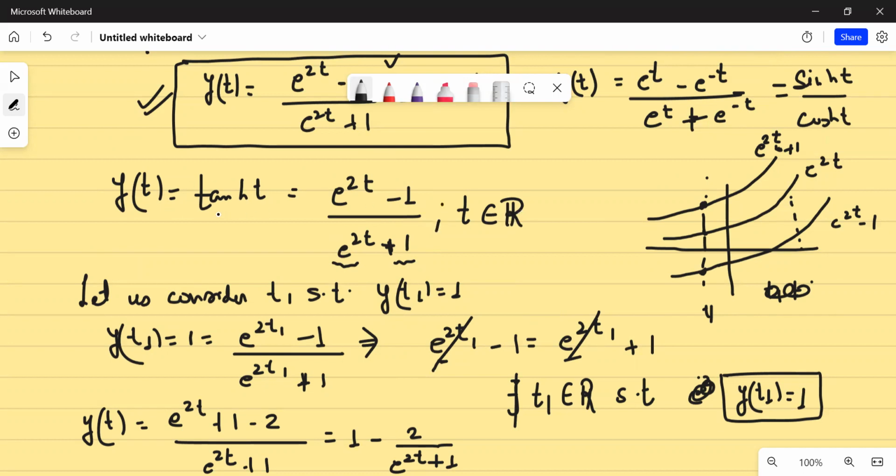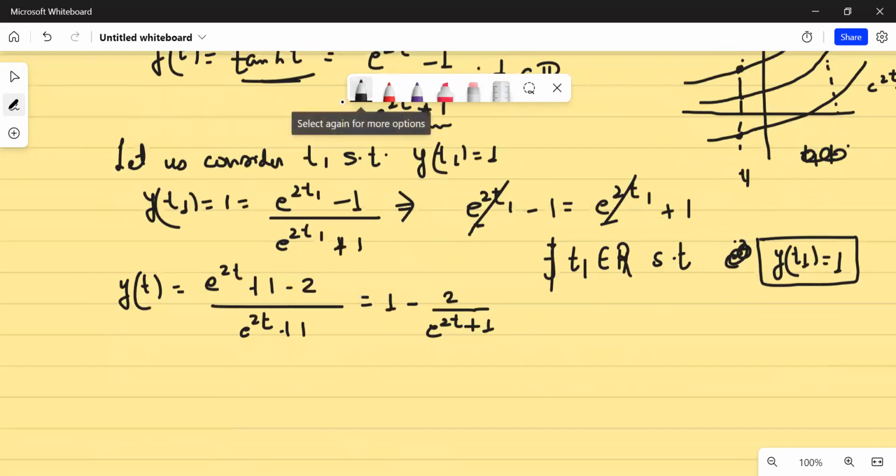So the domain of this function, that is tan hyperbolic t given by e to the power 2t minus 1 upon e to the power 2t plus 1, or e to the power t minus e to the power minus t divided by e to the power t plus e to the power minus t, would be t belonging to R only. So the domain of definition for this function would anyway be all real R. So what I'll do, I will try to find the limiting values to it. So what will be t tends to infinity? If t tends to infinity, this will go to 0. So y(t) would become 1.